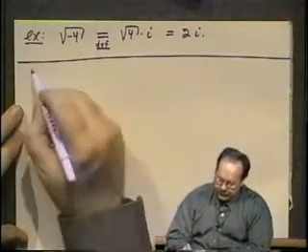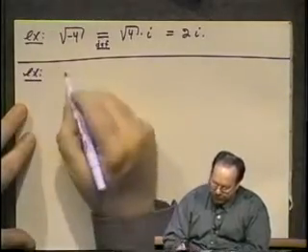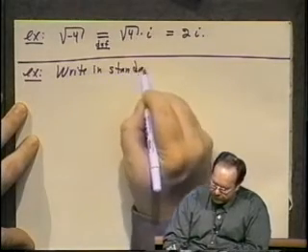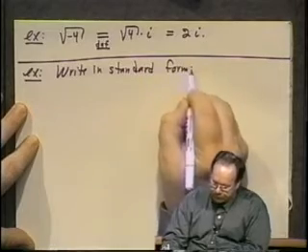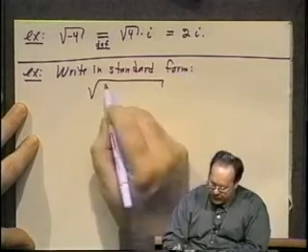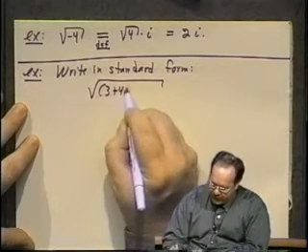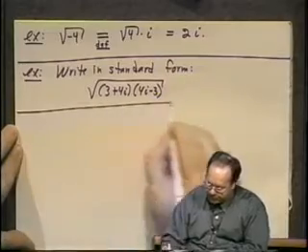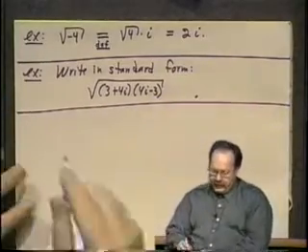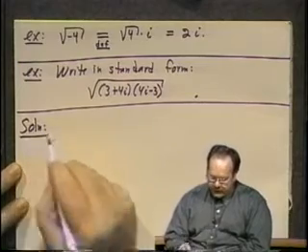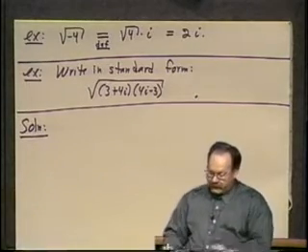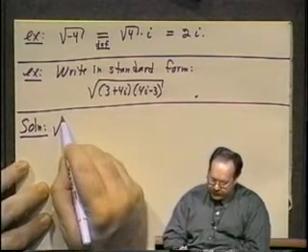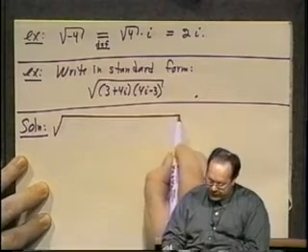Now that's a simple one. How about this one? Let's write this in standard form. This will be the square root of (3 plus 4i) times (4i minus 3). Now that's the complex number that I'd like to write into standard form. Well, the first thing, it seems to me, would be to multiply the underneath part. So that's exactly what I'm going to do. And I'll need a little extra space there.